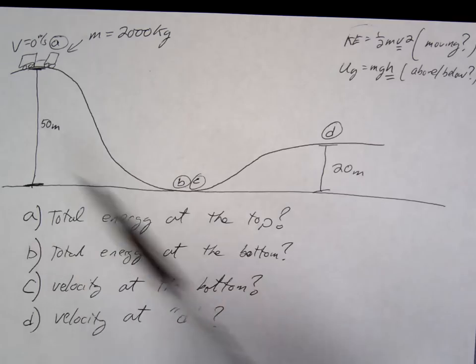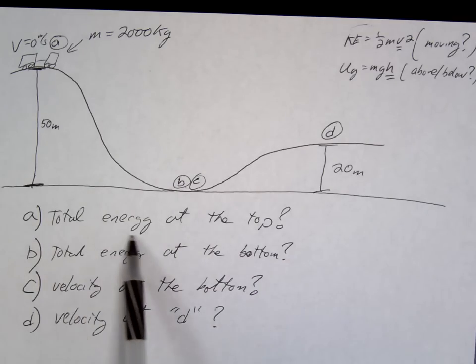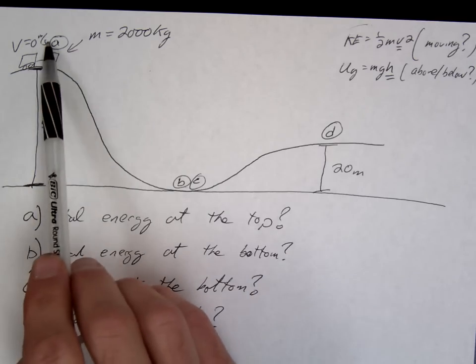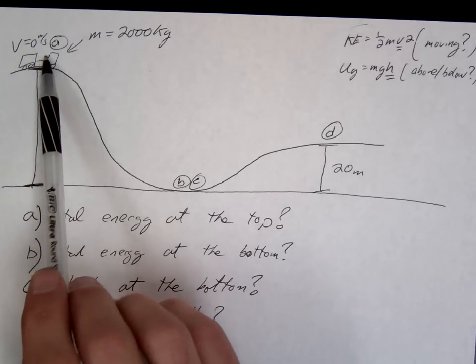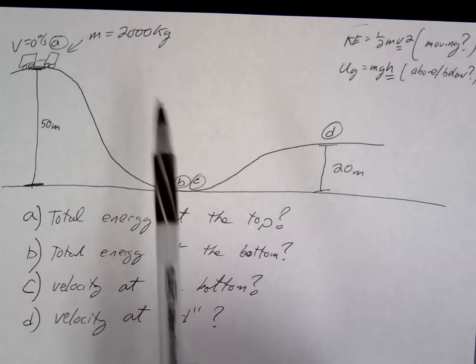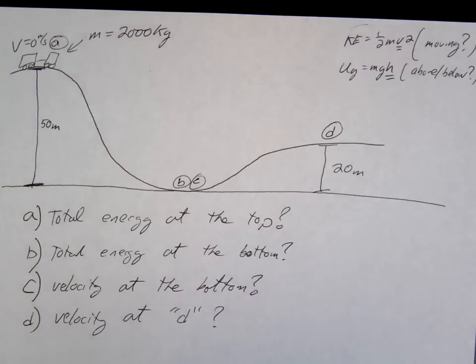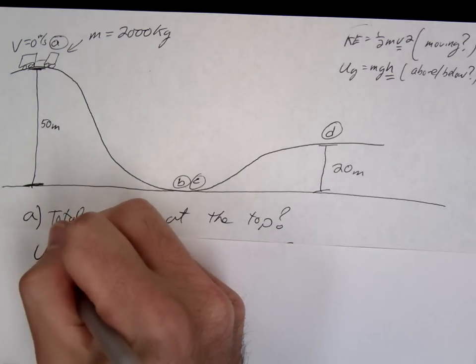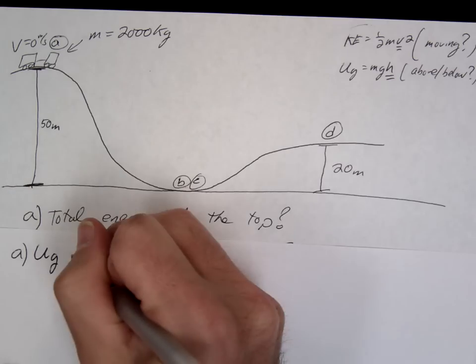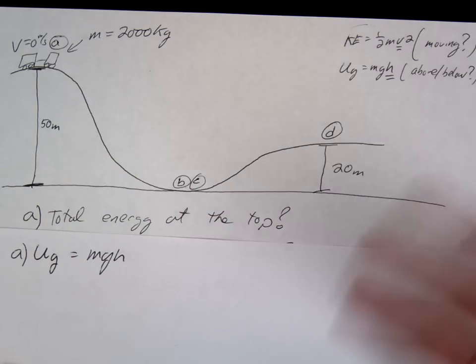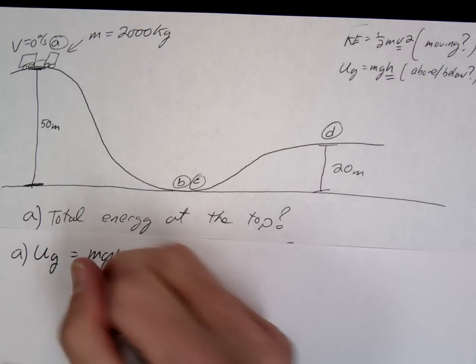So let's just kind of look at these. So the first question is asking, what's the energy at the top? So the energy at the top would be up here. Well, first of all, I said the velocity was 0, so it's not moving, so there's no kinetic. So all the energy at the top is going to be potential energy. So to find the energy at the top, we're just going to use UG equals mgh. So we'll go ahead and solve that.